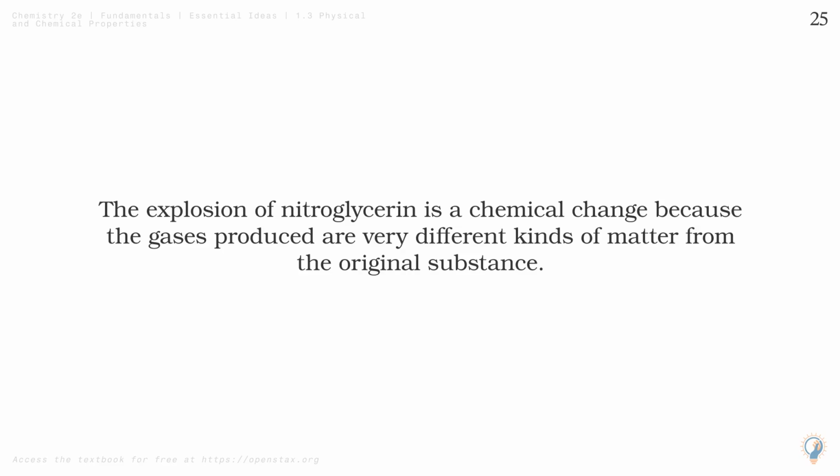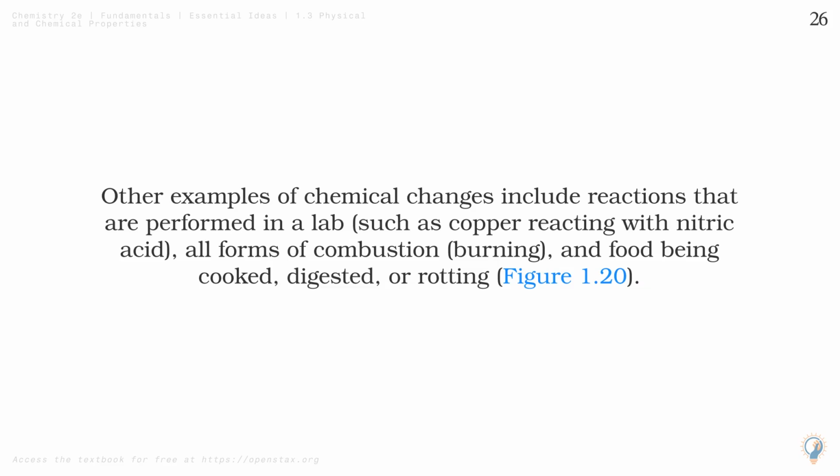The explosion of nitroglycerin is a chemical change because the gases produced are very different kinds of matter from the original substance. Other examples of chemical changes include reactions that are performed in a lab, such as copper reacting with nitric acid, all forms of combustion, burning, and food being cooked, digested, or rotting, Figure 1.20.